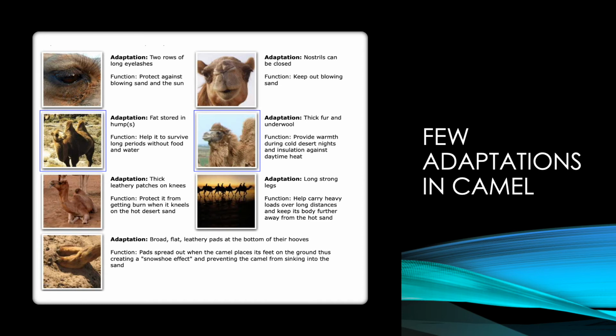The pads spread out when the camel places its feet on the ground, thus creating a snowshoe effect and preventing the camel from sinking into the sand. The nostrils can be closed. It keeps out blowing sand. They have thick fur and underwool. These provide warmth during cold desert nights and insulation against daytime heat. Long, strong legs help carry heavy loads over long distances and keep the body further away from the hot sand.